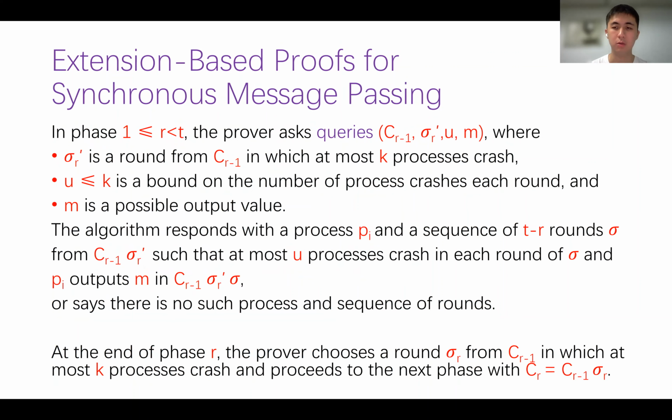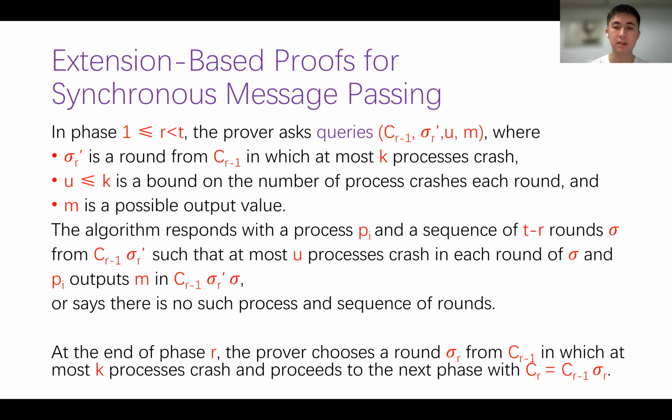During phase R, where R is between 1 and t-1, the prover considers configurations C' that can be reached from C_{R-1} by a one-round schedule σ'_R, in which at most k processes crash. Recall that C_{R-1} is the configuration chosen by the prover at the end of phase R-1, the previous phase.